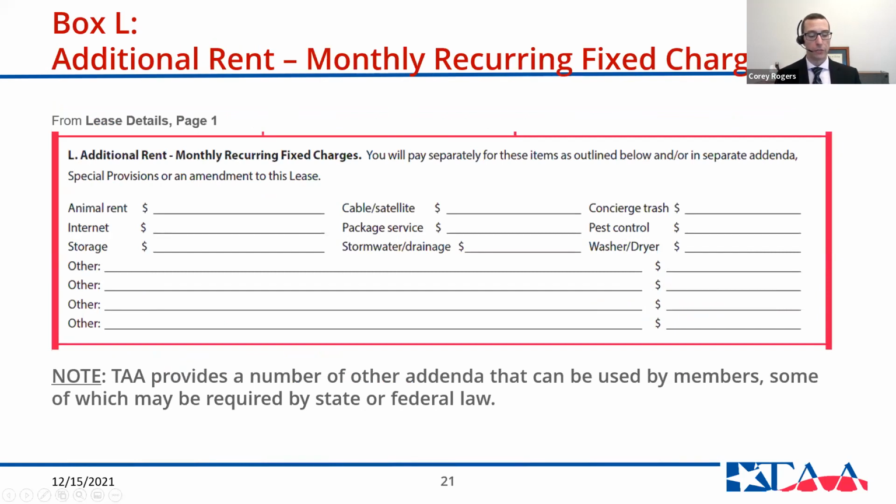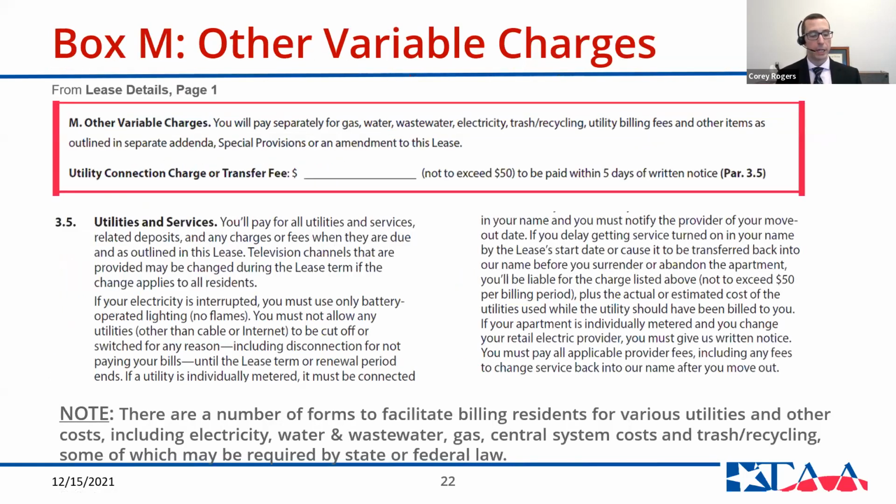As far as making it clear that you're not charging, I had some questions about box M with the variable charges. And if we're an all bills paid property, if you would be able to put like an NA in there, that's not necessary because it says you'll pay separately as outlined in separate addenda in box N. So if you have no separate addenda, that signals to the resident that you're not charging them for anything else.